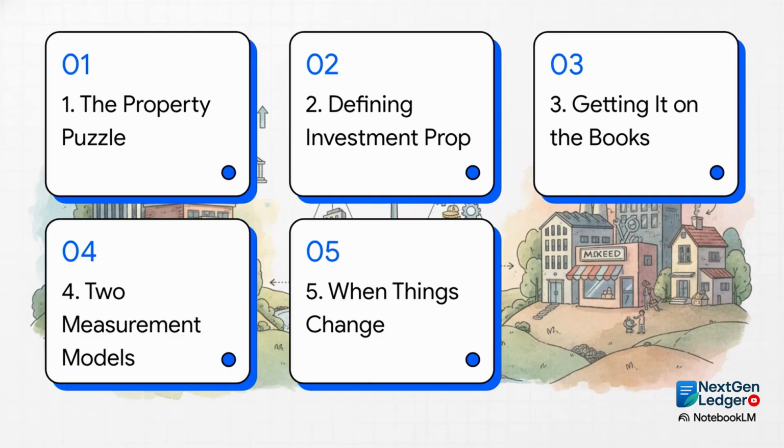Today we are digging into a super important accounting standard, one that deals with how companies report property they hold purely as an investment. We're talking about IAS 40. Okay, so here's what we've got lined up. First, we'll tackle what I'm calling the property accounting puzzle. Then, we'll get a solid definition of investment property. After that, we'll cover how it gets on the books, look at the two big measurement models, and wrap up with what happens when things change.